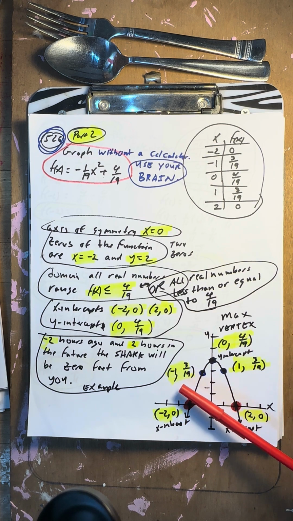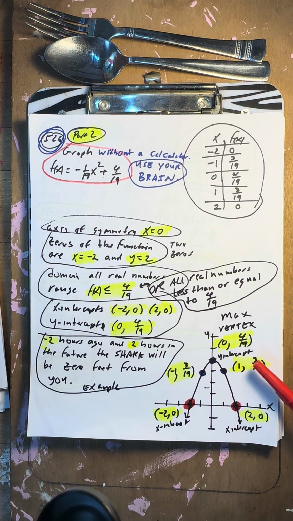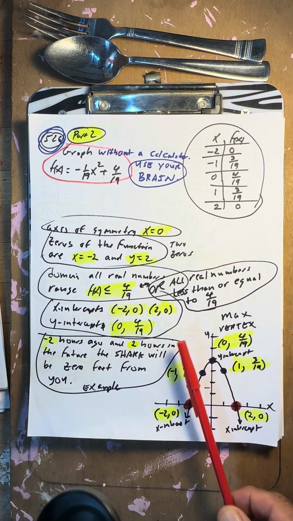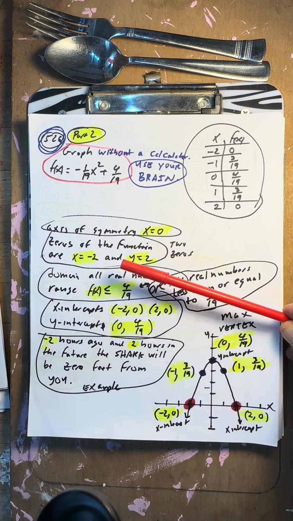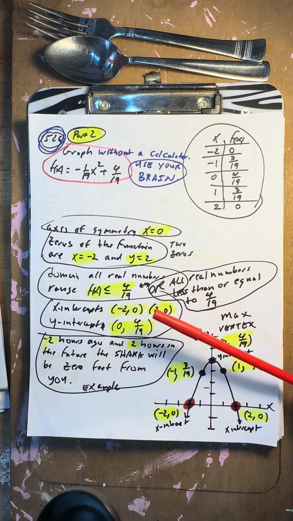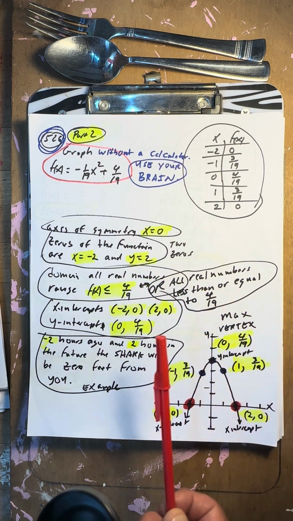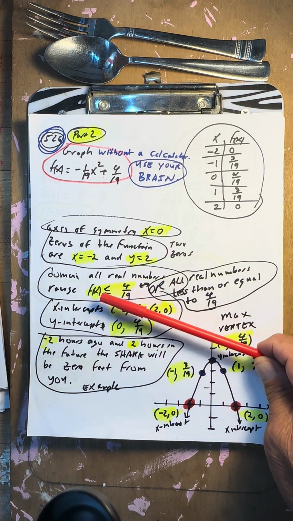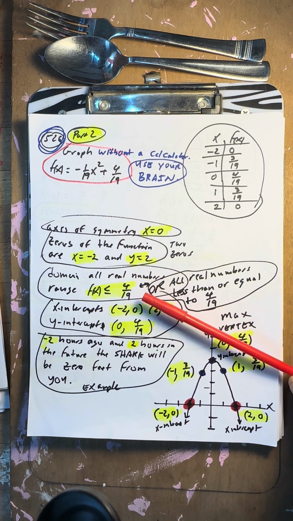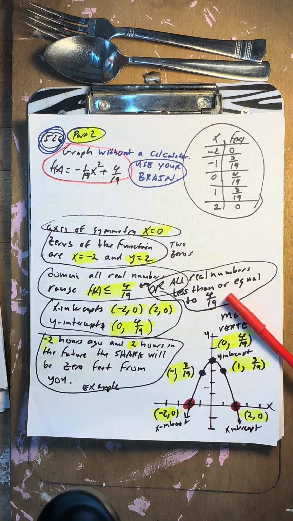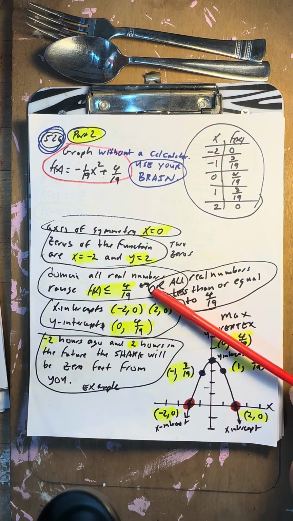Negative 2, 0; negative 1, 3 over 19; 0, 4 over 19; 1, 3 over 19; and 2, 0. There's the points for this. Again, axis symmetry is 0. The zeros are negative 2 and 2. Domain is all real numbers. Range is f of x less than or equal to 4 over 19, or all real numbers less than or equal to 4 over 19. Same thing.